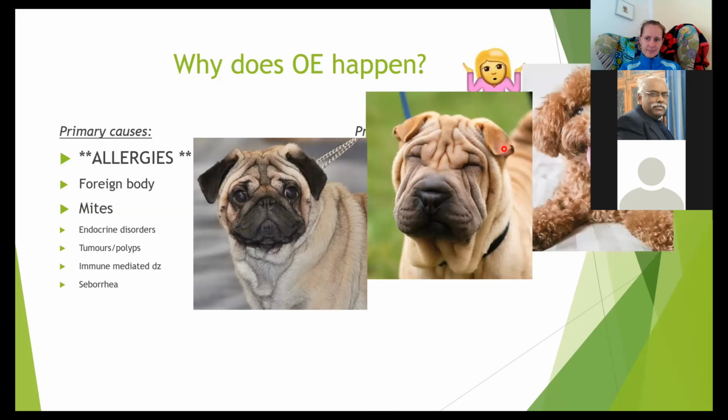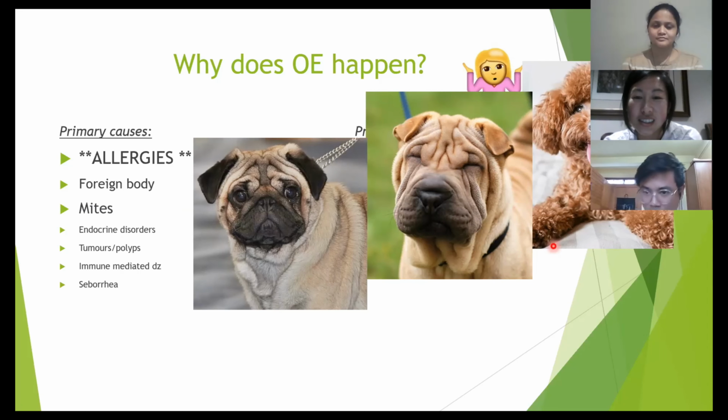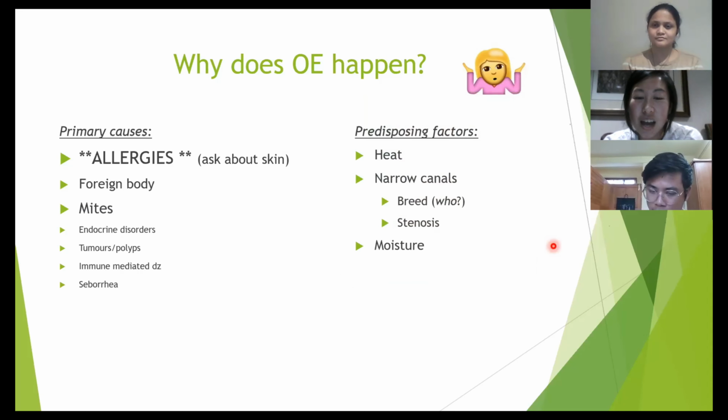And also poodles or poodle crosses. So these ones don't necessarily have small canals, but they've got very fluffy canals. They've got a lot of hair there that just, again, traps the wax. It doesn't let the air circulate very well, and the moisture can be retained. So they're also good breeds that get ear infections. The moisture, often from swimming or from having a bath, will get down to the canal and be a predisposing factor.